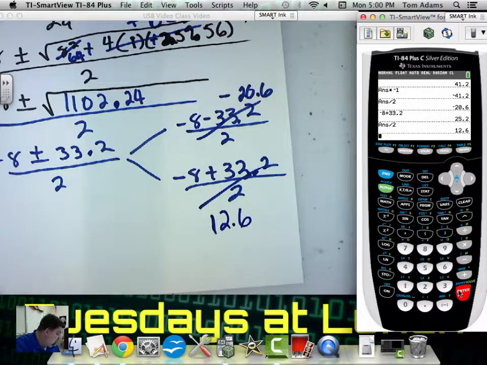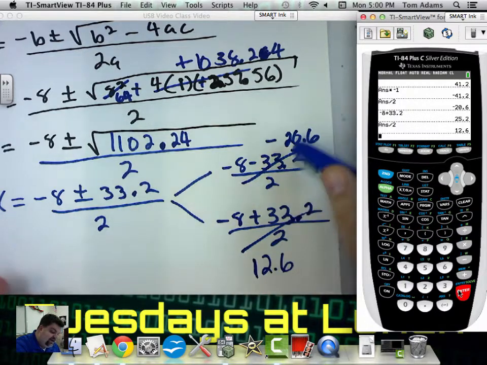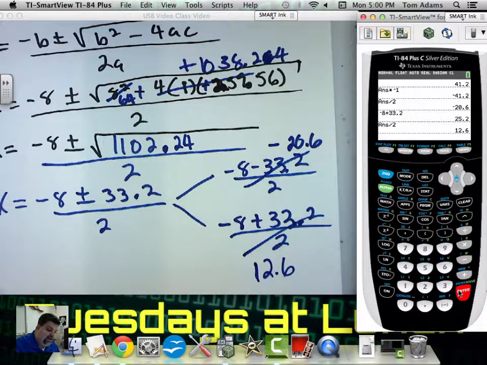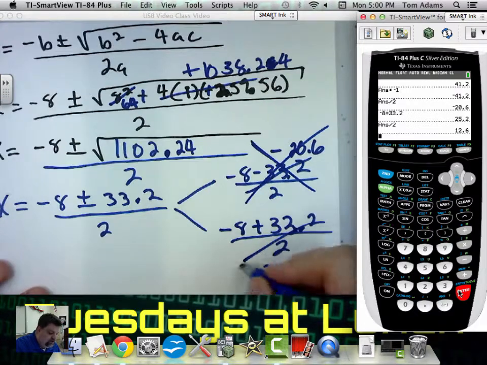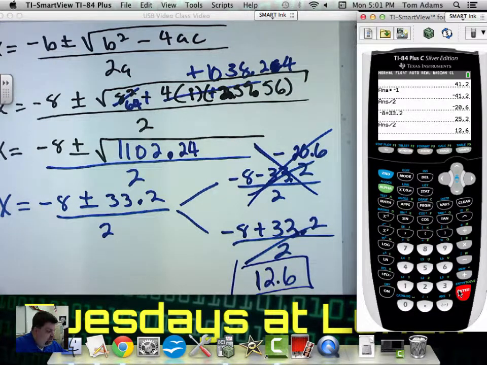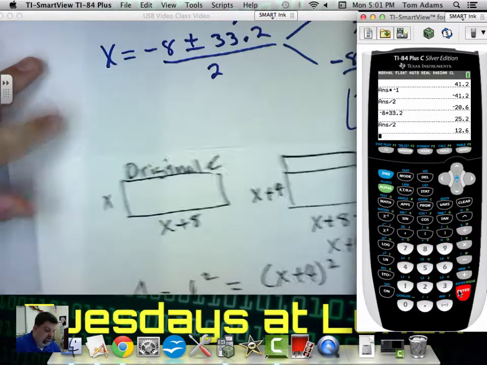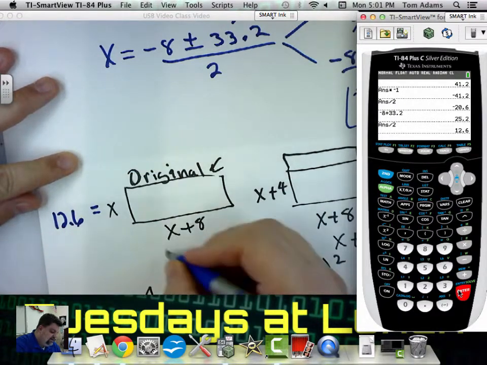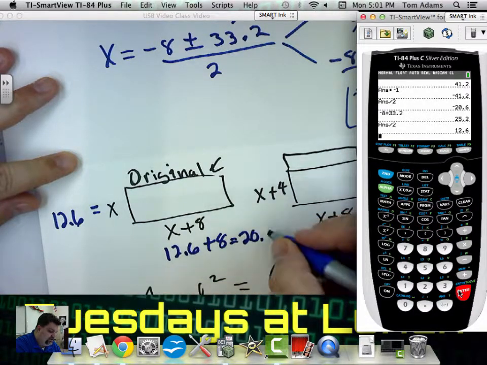Now I did a lot of work to get what x was. Now I've got two possibilities for x. Remember, these are dimensions on a box. Mathematically, I've got a negative number and a positive number. Well, I can't have a negative dimension, so this is like an extraneous solution, sort of. And so we're going to use the 12.6. Well, what are we going to use that for? Remember, the question asked us to figure out the original dimensions. So the original dimensions are going to be 12.6 and then 12.6 plus 8, or 20.6.